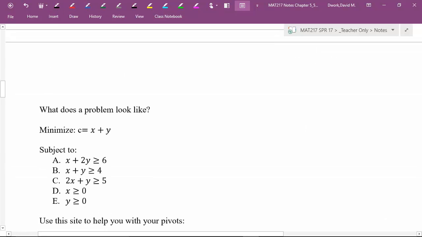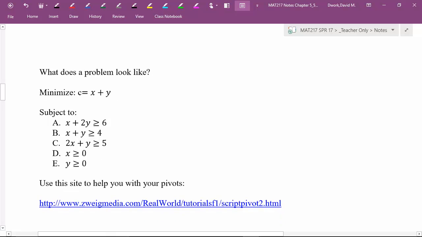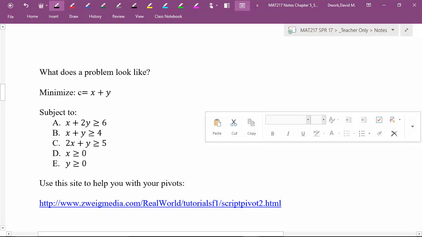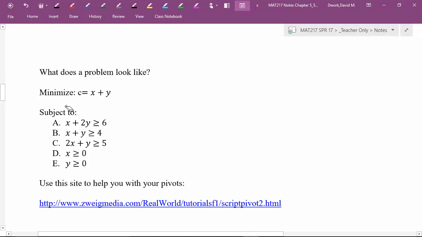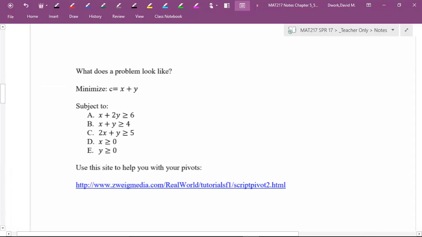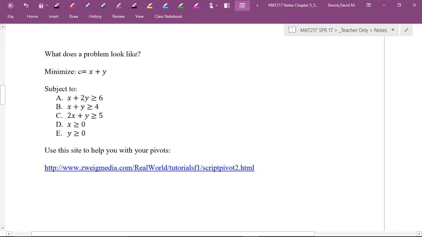So let's do one. What does it look like? Notice that instead of maximization, we have a minimize. Then instead of less than or equal to, they're all greater than or equal to. Now, I'm not going to do the entire problem in this video. I'm going to start you off with just the setup.